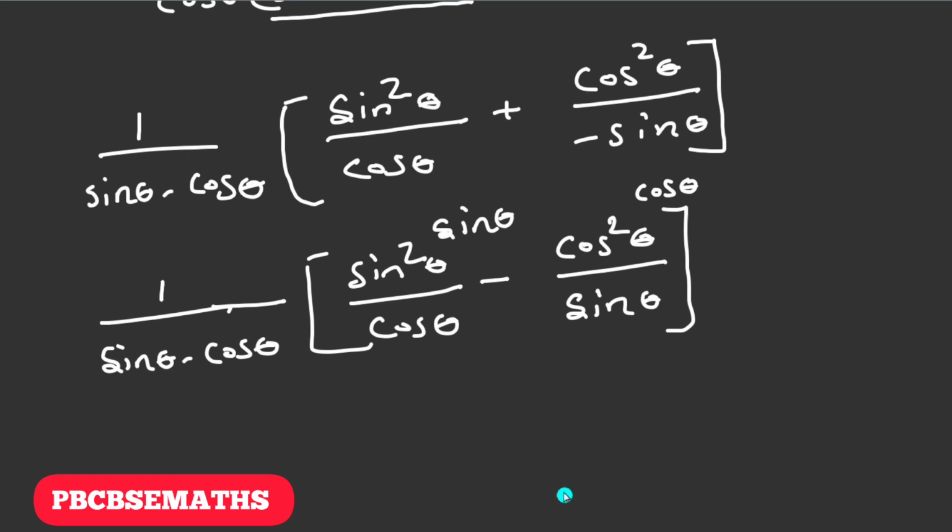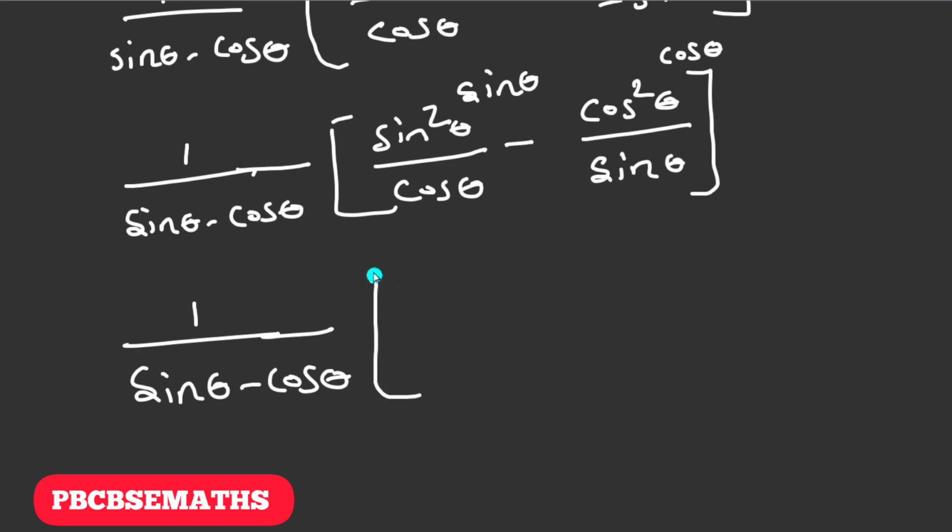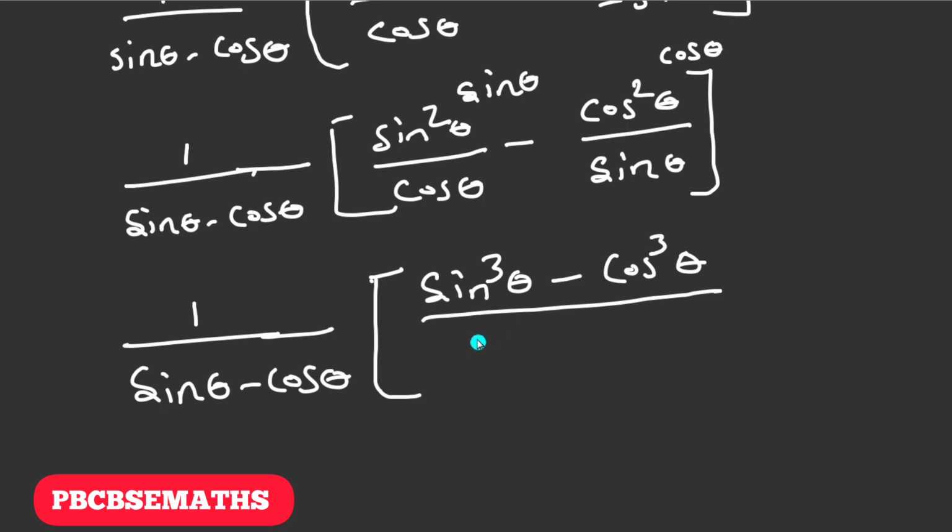So let's write this denominator, this part as it is, that is 1 divided by sine theta minus cos theta into bracket, we have sine square theta into sine theta gives us sine cube theta minus cos square theta into cos theta gives us cos cube theta whole divided by that LCM sine theta into cos theta.